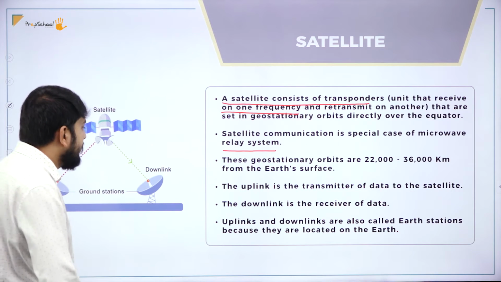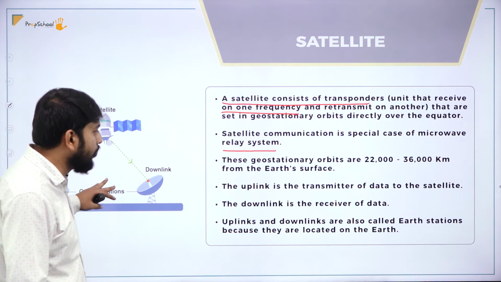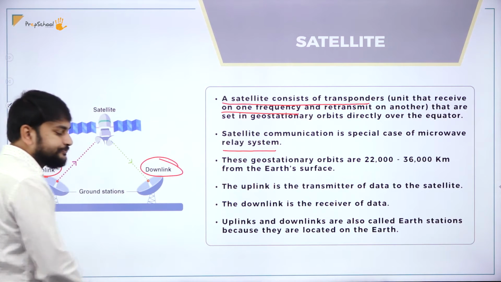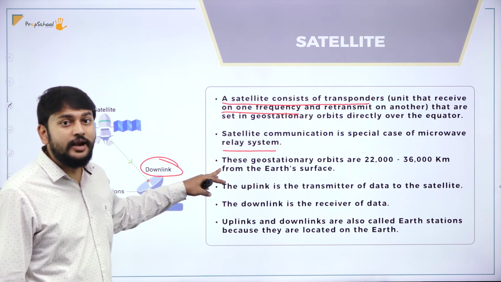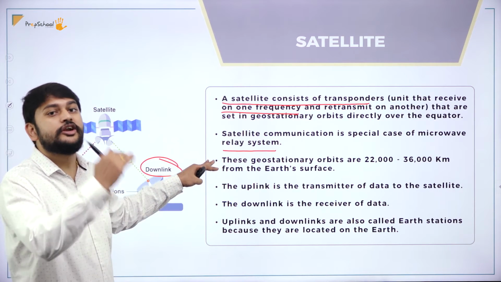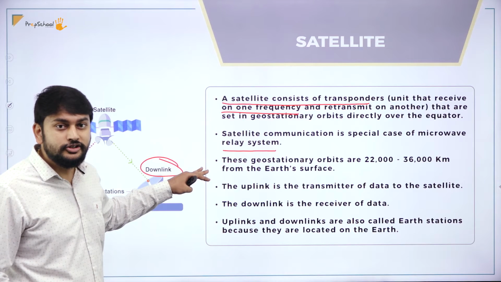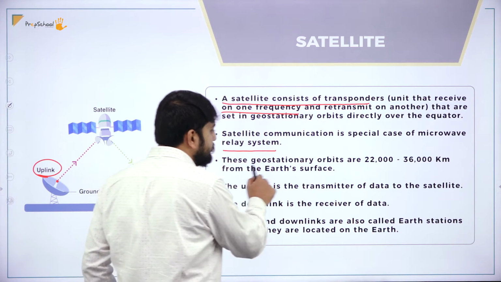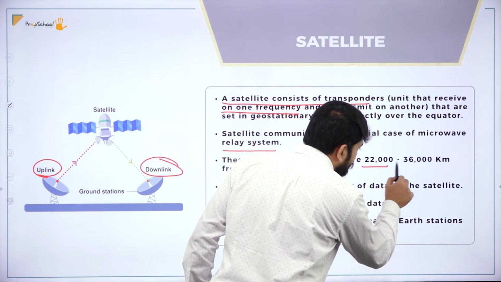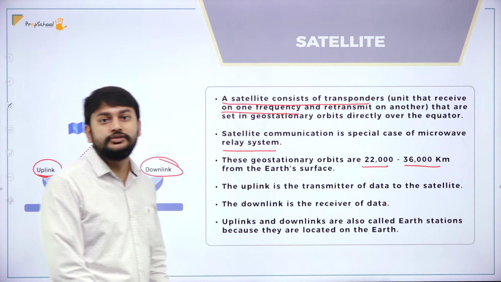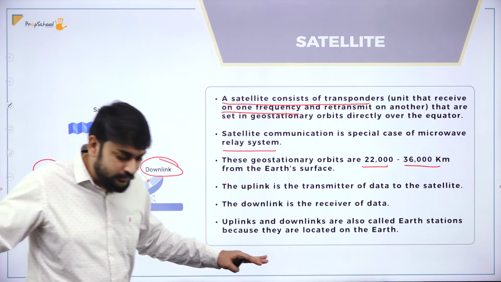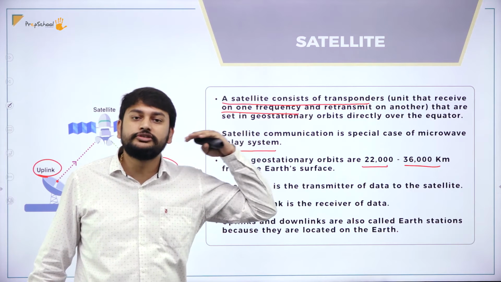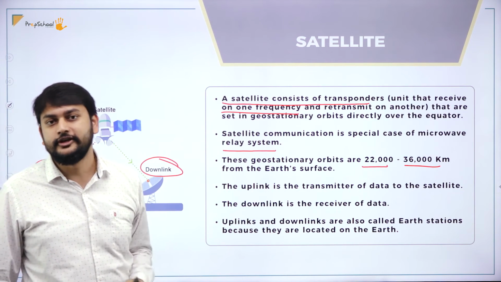We have two things. Please understand, I will speak about it. One is uplink, another one is downlink. I'll come to that. Before that, please understand the distance that we have from the Earth to the geostationary orbit. The geostationary orbit distance is 22,000 kilometers to 36,000 kilometers.